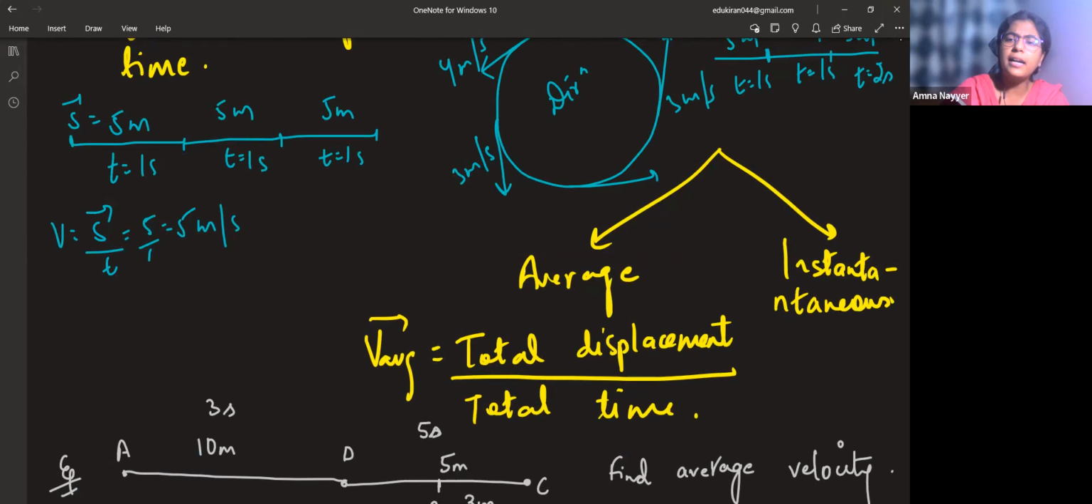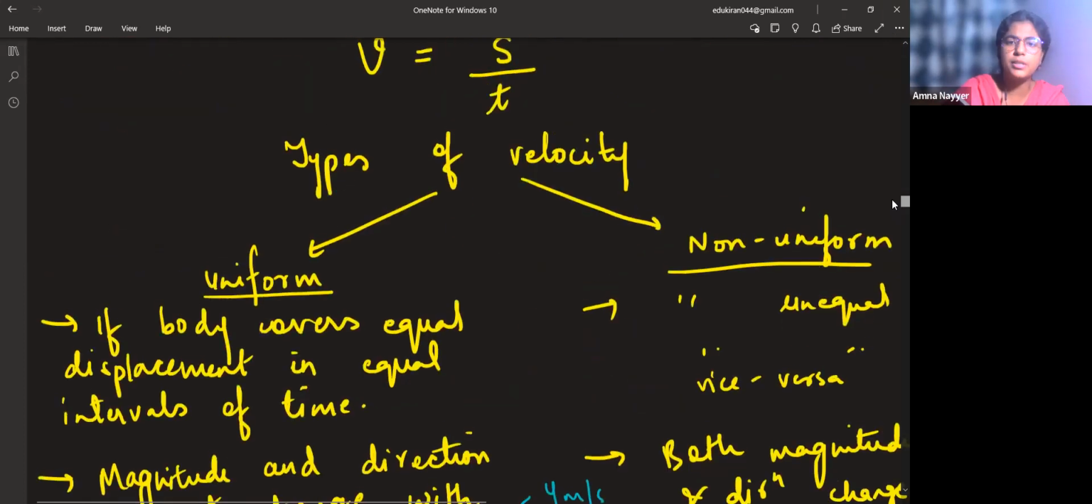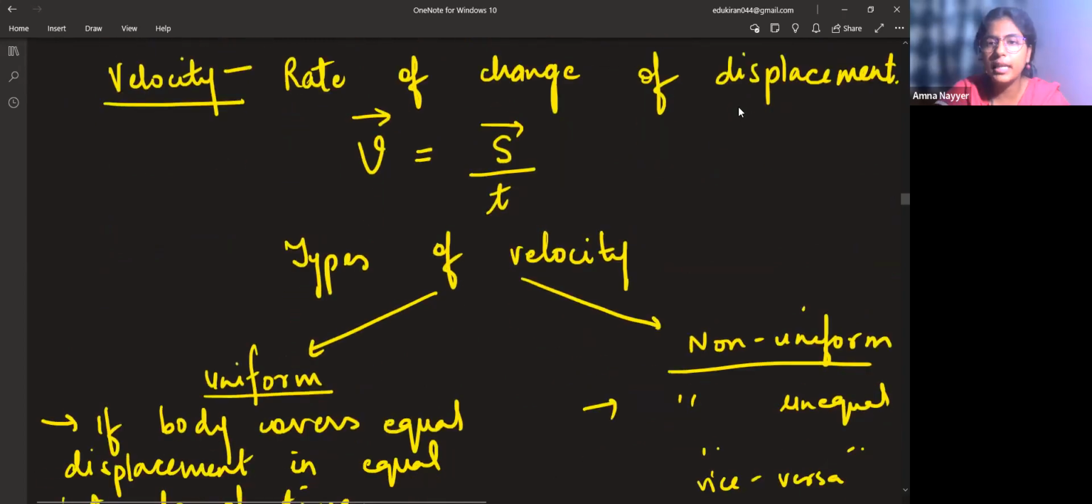We'll practice some questions from this, but do one thing. Firstly, note it down, then let's practice certain questions from this. Make a separate heading as velocity. Quickly note this down.